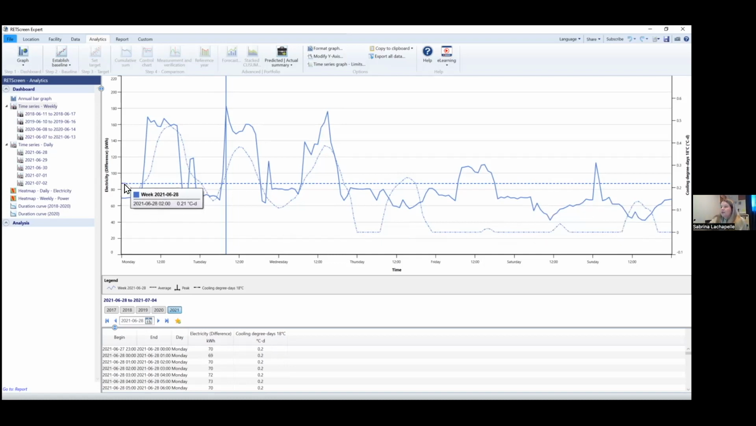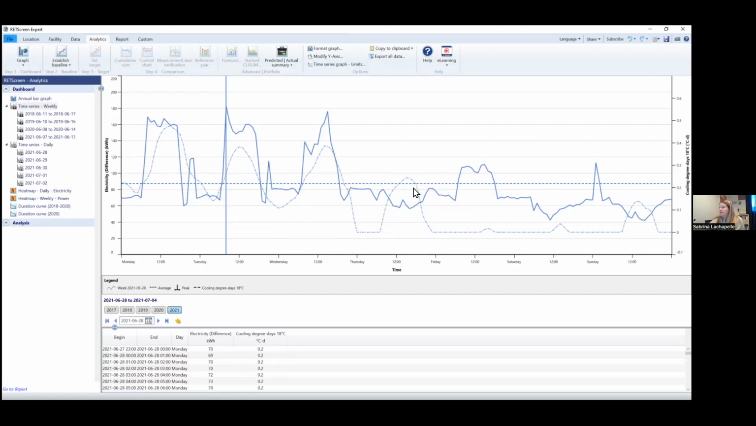You are probably noticing that we also have a second data set here that I'm putting my mouse on. This is the cooling degree days. We are analyzing the cooling degree days because my week is in the summer, but you could also be looking at heating degree days or just average temperature. We can see how my cooling degree days evolve compared to my electricity consumption.